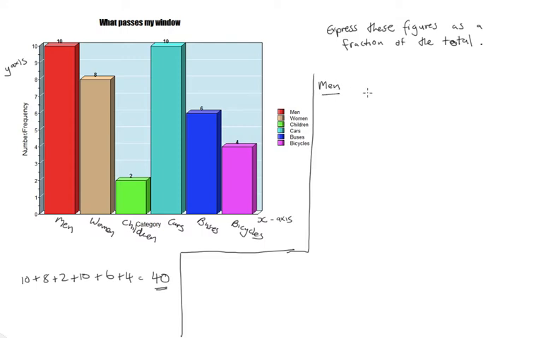Now, I want you to express the number of men as a fraction of the total. So how many men were there? There were 10 men. And what was the total? 40. So 10 over 40, that's the fraction, okay? But we can go further, okay? We can simplify this fraction. Now, it's nice because we have a number ending in a 0 on top and bottom. So we can put a line through both, and we can easily simplify our fraction as 1 over 4, also known as a quarter. So a quarter of the things that passed by your window were men.